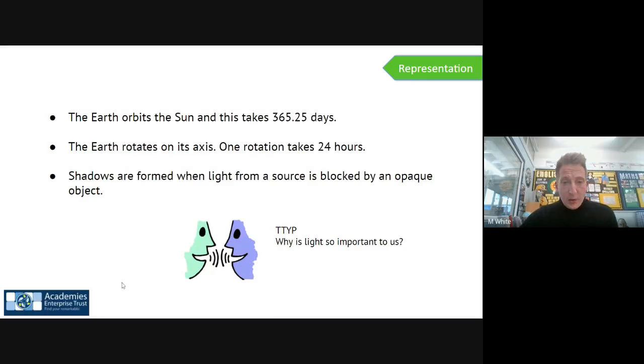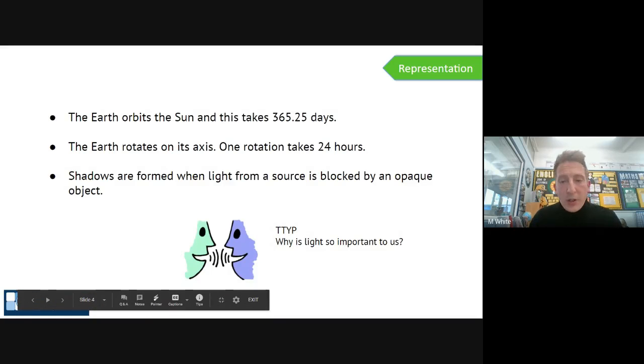Another fact: shadows are formed when light from a source is blocked by an opaque object. When we did our light sessions and used the torches, you remember there were 3 different types of things happening. We had opaque, translucent, and transparent objects. And here we're thinking about the shadows formed on the Earth by an opaque object.